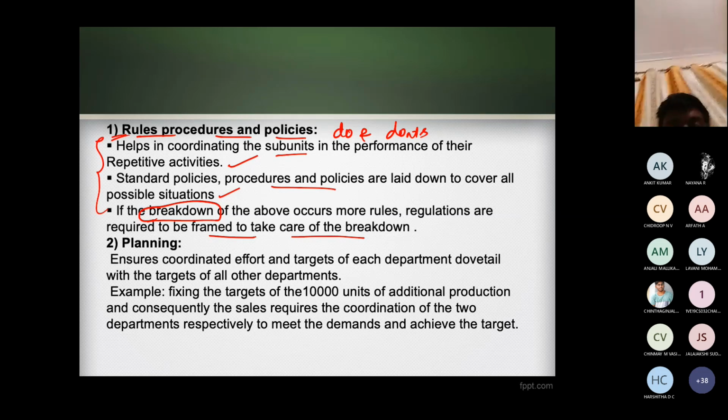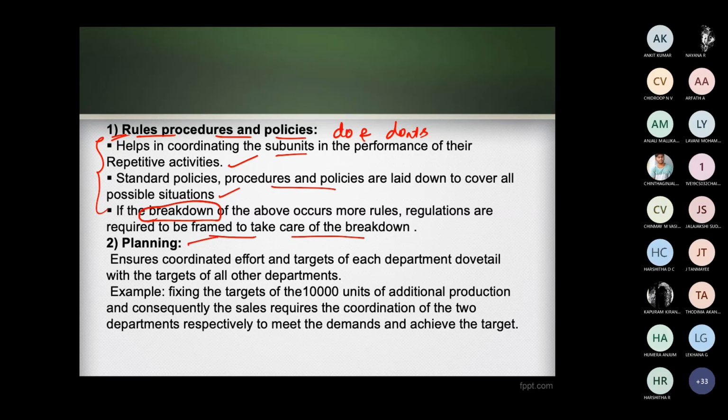Next one, planning. You have to plan in such a way that you'll get a good coordination among the people. It ensures coordinated effort, and targets of each department dovetail with targets of all other departments. That is what you have to ensure, the effort and targets of each department with the targets of all other departments. This is also very important. Plan in such a way that you see the target of your department. For example, I will give 30 days of target to one technical sector to complete one project. Same, I may take 15 days and give 15 days of target to some other people. That is requirement stream. Like this, you give a target to a person so that you will get a good output from that person.